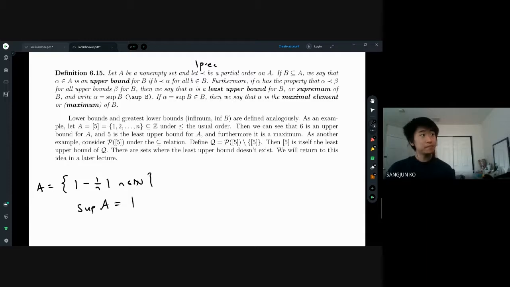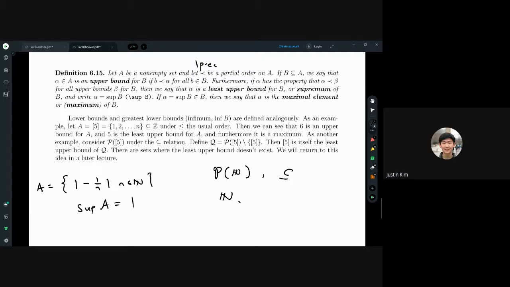Does that make sense? Or if you just say, let's say we're considering the power set of n, under the subset relation, then the supremum, the maximal element, is just n. Does that make sense?